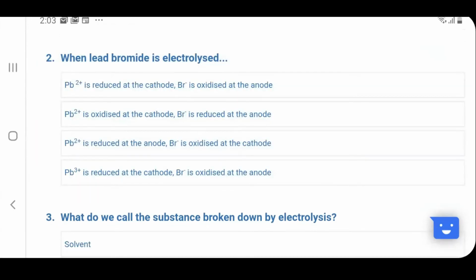So when lead bromide is electrolyzed, remember electrolyze. Lead 2 plus is produced at the cathode, and bromine is oxidized at the anode. Or lead 2 plus is oxidized at the cathode, and bromine is reduced at the anode. Or lead is reduced at the anode, bromine is oxidized at the cathode. Or lead is reduced at the cathode, bromine is oxidized at the anode.